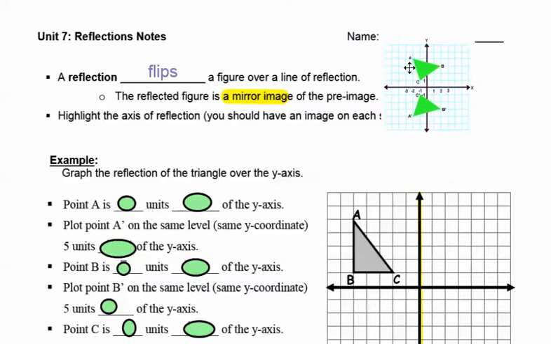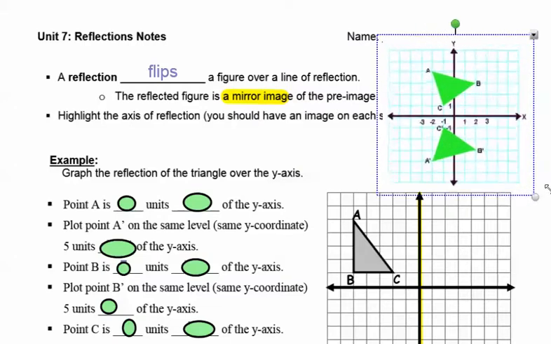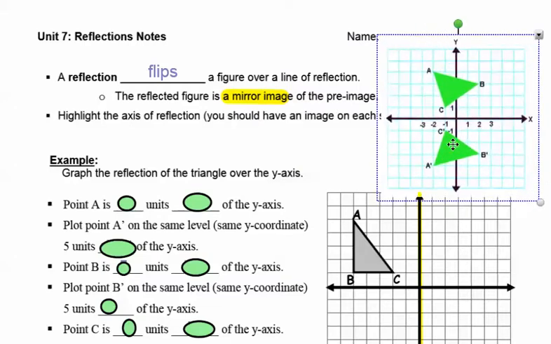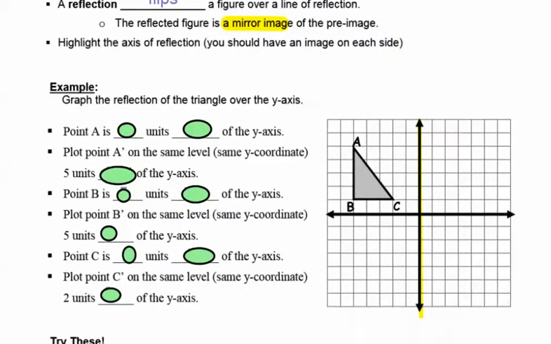Now let's look at what it looks like across X. We would flip across the X-axis. C is closest, so again, it's going to be closest here. And then we have A and B. Let's look at the one that we're going to do now.